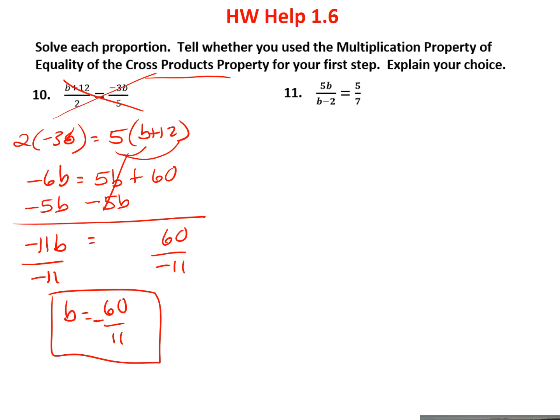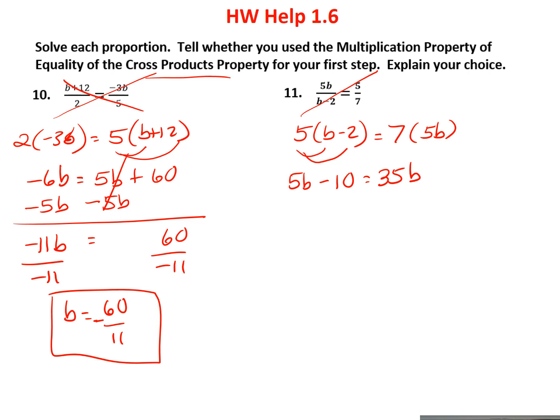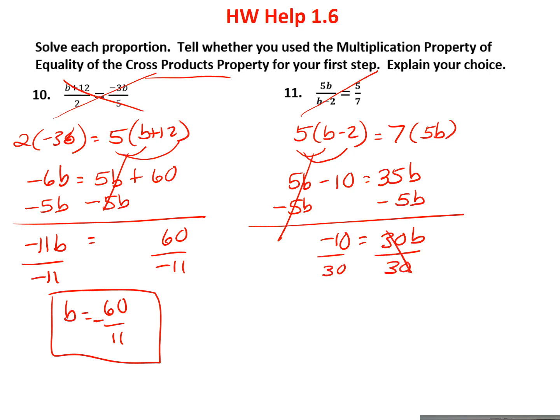Similarly, in number 11, let's cross multiply. So right here I have 5 times b minus 2 equals 7 times 5b. So use our distributive property, 5b minus 5 times 2 is 10 equals 5 times 7 is 35b. So let's get all the variables on one side. Let's move the 5b to the right. So we're going to subtract 5b from both sides. And I get negative 10 equals 30b. Now let's divide both sides by 30 to undo the multiply by 30. And I end up with b equals negative 10 over 30, which is negative 1/3.